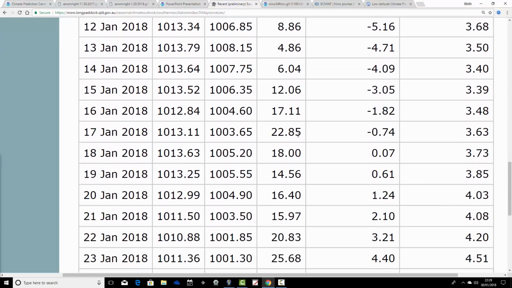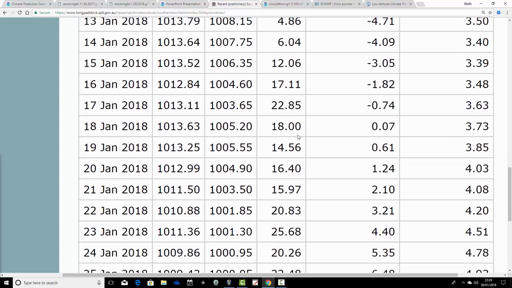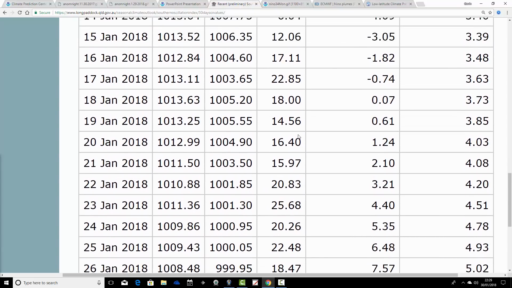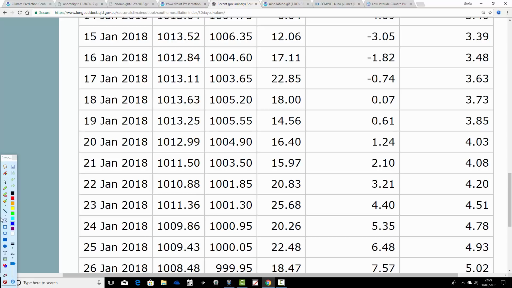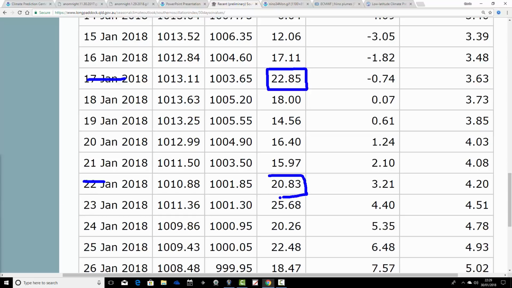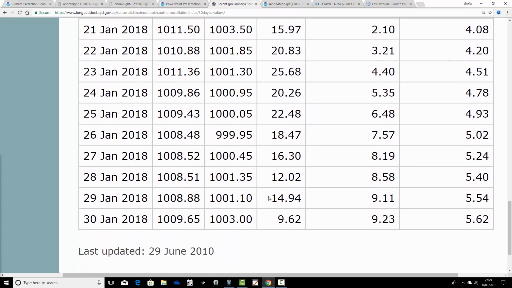And in the second half of January, we've actually been seeing some very strong positivity of the SOI. So, for example, on the 17th of January, we're at plus 22.85. 22nd of January at plus 20.83. And the 23rd is at plus 25.68. That's strong positivity of the SOI. And that's going to help to maintain this La Nina a little bit longer.